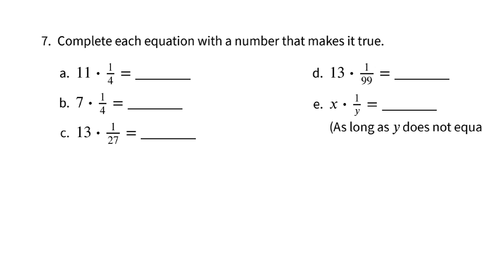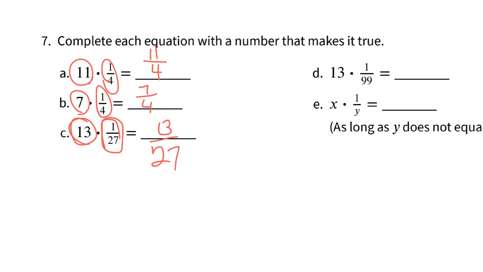All right, so a little bit of review. This one's going to be 11/4. This one's going to be 7/4 because, remember, 11 copies of a fourth means you have 11/4. This means you have 7 copies of a fourth, which means you have 7/4. Similarly, this is 13/27. Don't let the numbers freak you out. This says we have 13 copies of 1/27. So there is our answer, 13/27. Similarly, way over here, 13 copies of 1/99. That's easy. That just means you have 13/99.